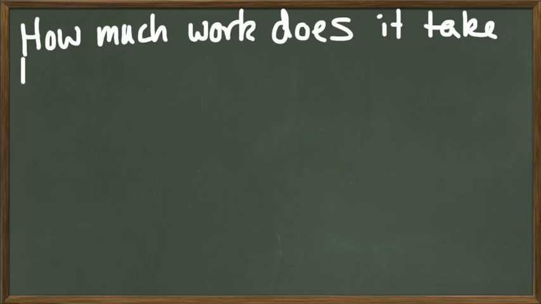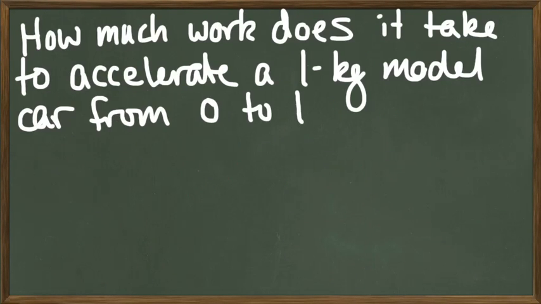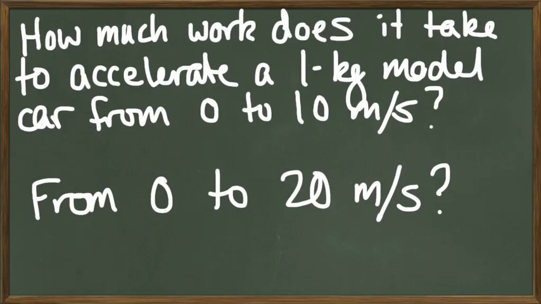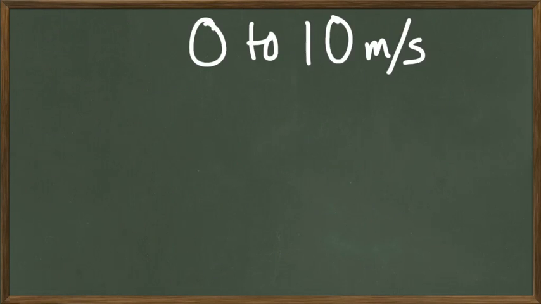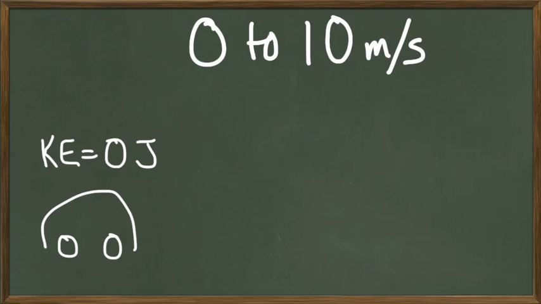Here's another example. How much work would it take to accelerate a 1 kilogram model car from 0 to 10 meters per second? What about from 0 to 20 meters per second? Well, let's break this down into two parts. We're asking what the amount of work is from 0 to 10 meters per second first. So initially, the car is not moving, so it has no kinetic energy, 0 joules of kinetic energy, because its speed is 0 meters per second.